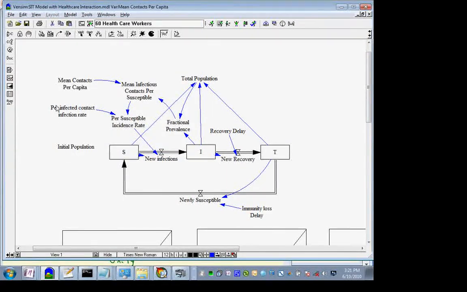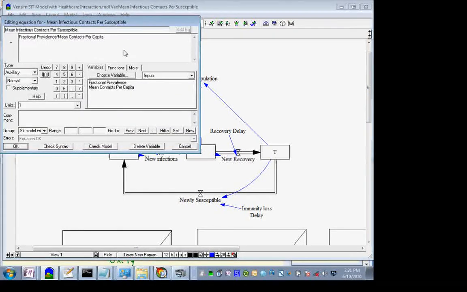Okay. So what does this guy have to be? If that's fractional prevalence times contacts per capita, what does the unit of this guy have to be? By the way, that's wrong. But what's the unit of it? Same as me, because this guy is dimensionless. Multiplying by it doesn't change the dimension at all. And so this is going to be the same as mean contacts per capita, which was 1 over Fraggles. So yeah, it would also be person per person.